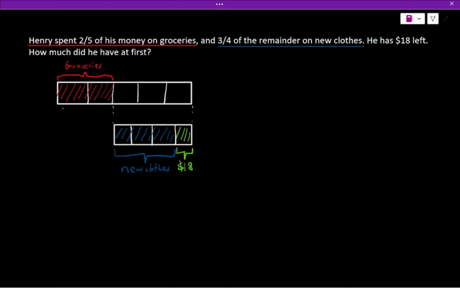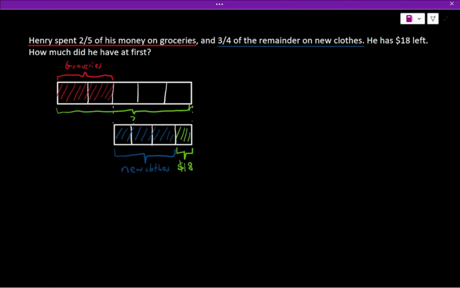So if we want to solve for how much he had at first, we probably want to know how much one of these blocks is, how much is 1/5 of his money. To find out how much 1/5 of his money is, it probably has to do with this $18. So let's find out how much this chunk right here is worth.